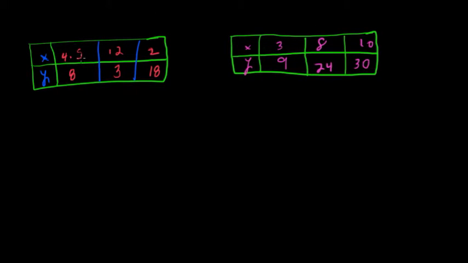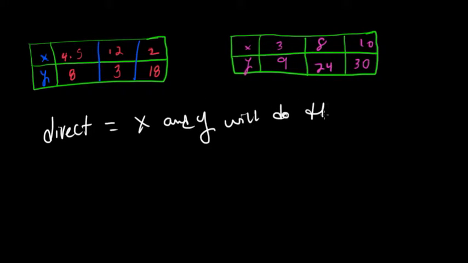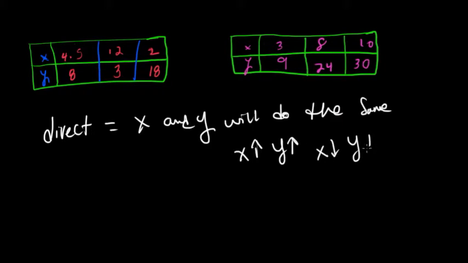We see this graph. Now remember, let's take a look at something. If I say it's a direct variation, that means X and Y will do the same. So if X increases, Y should also increase, and if X decreases, Y should also decrease. They'll do the same.